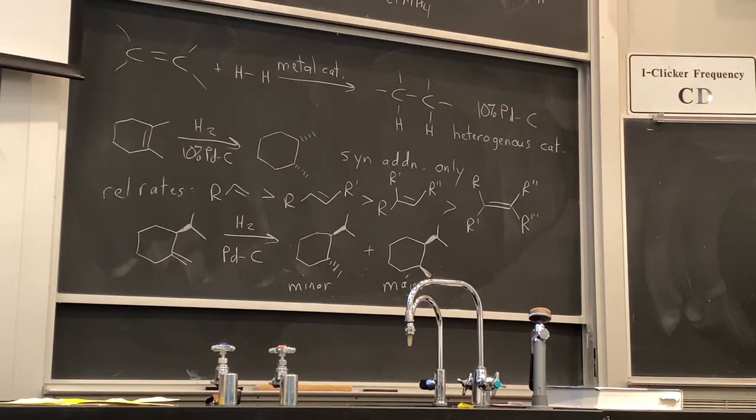Okay, so you have to look at the transition state. The transition state leading to this product will be lower in energy because it has the less hindered face of that double bond pointing towards the metal.